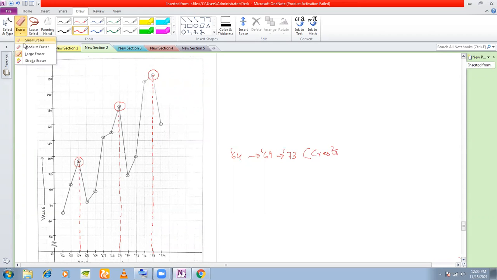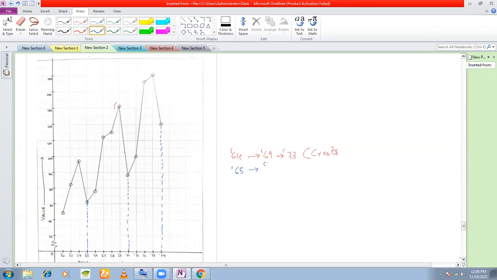Now look at the troughs. A trough is the lowest point. The first lowest point that I can see here is this. Another lowest point is this, and another lowest point is this. Now the troughs are at what years? It is in 1965, and then in 1970, and then in 1974.